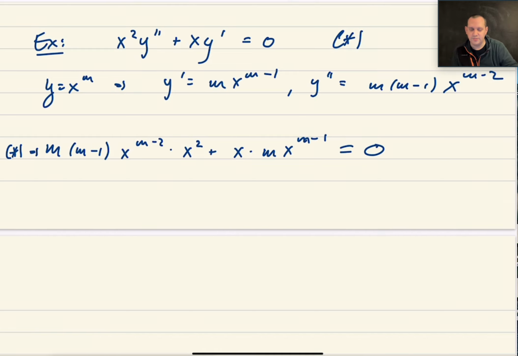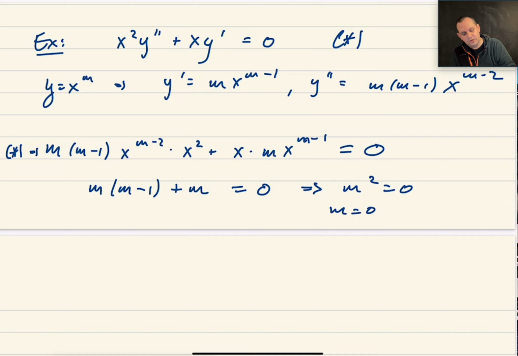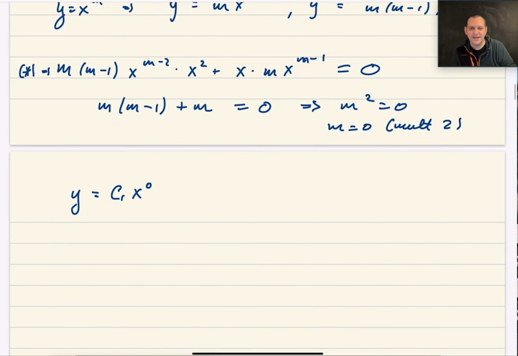And again, the x to the m terms we can just get rid of, and we're going to be looking at m times m minus 1 plus m is going to be equal to 0. And so that turns out that we're going to have m squared equals 0, and here we have m equals 0 as a solution of multiplicity 2. So we already know that one of the solutions is going to be c1 x to the 0, or just c1.